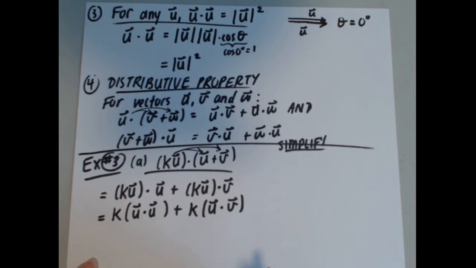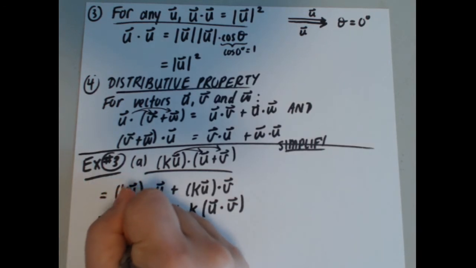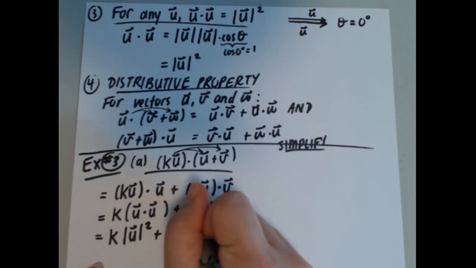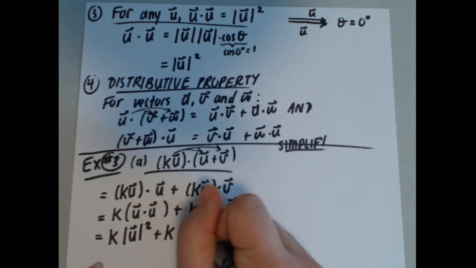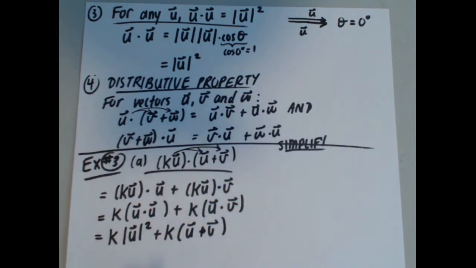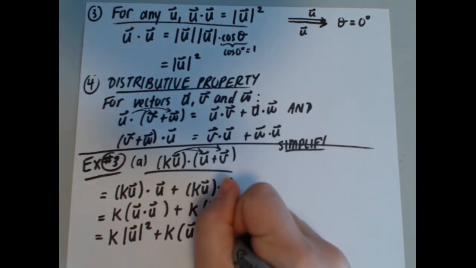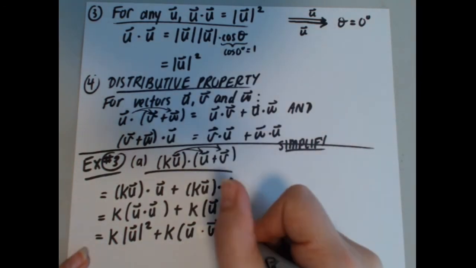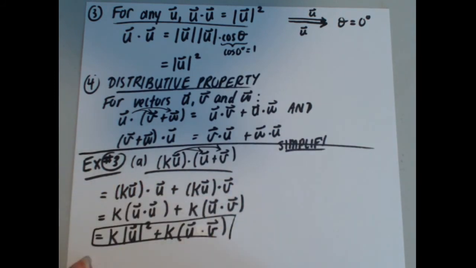Now, based on the third property that we saw, u dot u is equivalent to magnitude of u squared. And this piece we can't simplify, so we just call that k times u dot v. Now, if you want, you could factor out the k. I guess that would make it look a little bit simpler, but as far as we go here, that's as simple as we're going to go.